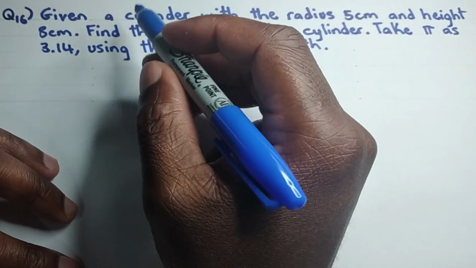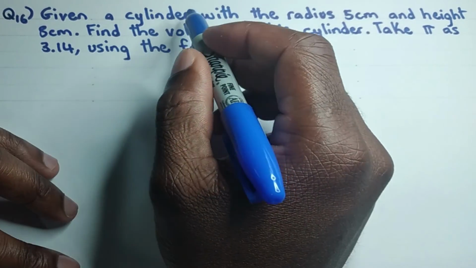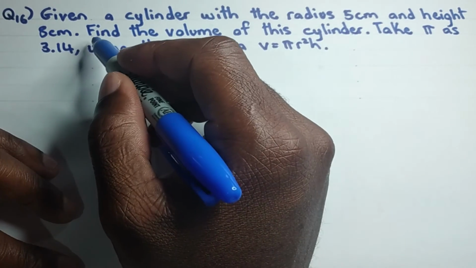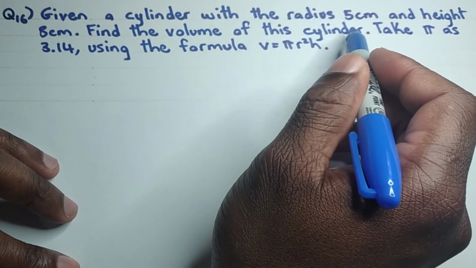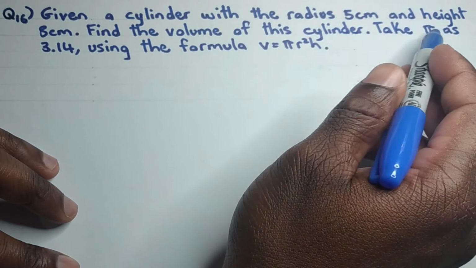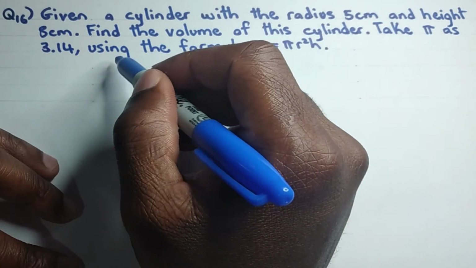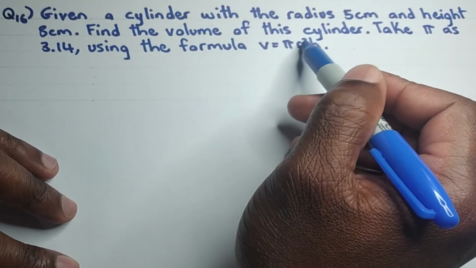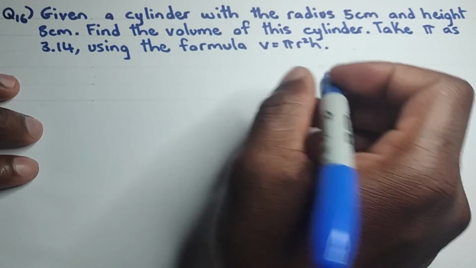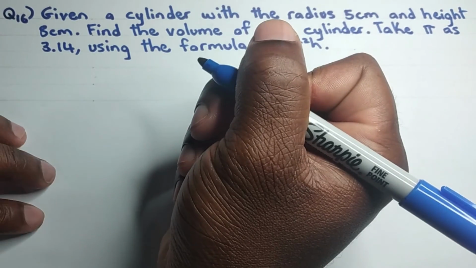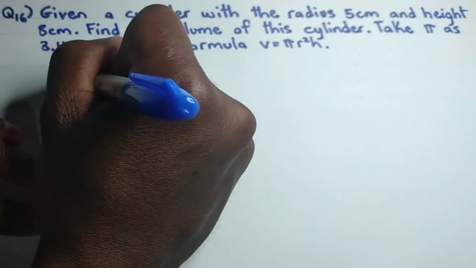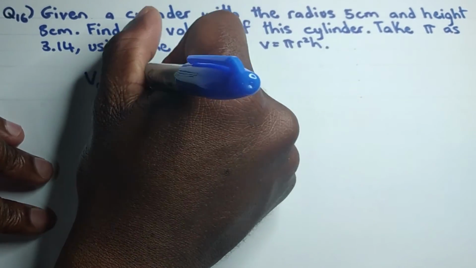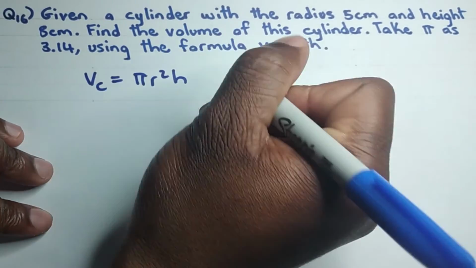Let's look at question 16. Given a cylinder with a radius of 5 centimeters and a height of 8 centimeters, find the volume of this cylinder. Take pi as 3.14 using the formula. So this is the formula for the volume of a cylinder, pi r squared h, alright? In other words, we know that the volume of the cylinder is equal to pi r squared h.